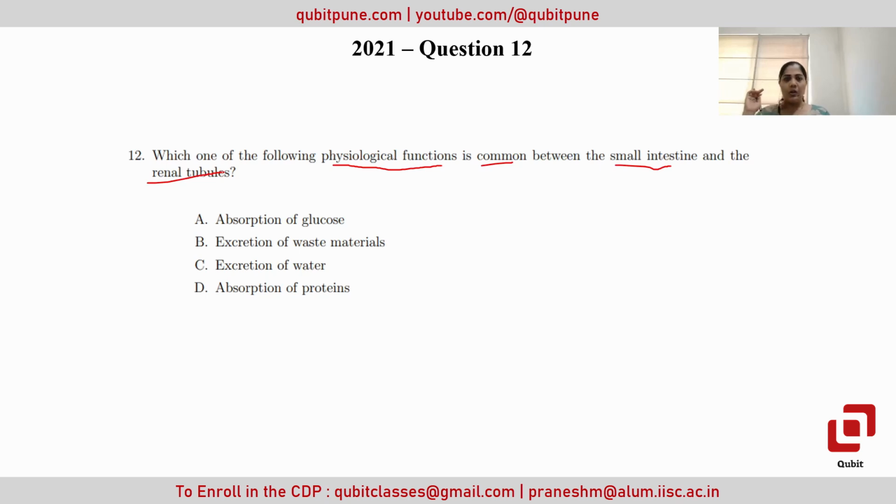So the small intestine is doing the complete absorption of the nutrients in the ultimate form. Renal tubules, when we say renal tubules, the particular structure will be divided into the Bowman's capsule, then the proximal convoluted tubule, the distal convoluted tubule, and ultimately the collecting duct.